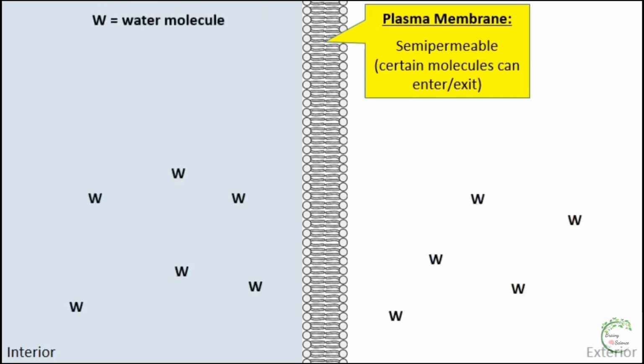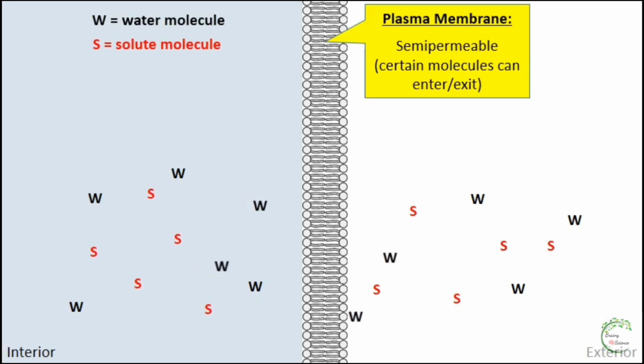Well, let me add some water molecules on both sides of the plasma membrane, the cell membrane. And let me add some solute molecules to both sides of the plasma membrane. Now, when we say the plasma membrane is semi-permeable, water is able to pass through the cell membrane. Now, if you remember osmosis, the movement of water from high to low concentration. So water will generally move from the higher concentrated area to the lower concentrated area, but water is able to pass from one side of the cell membrane to the other.